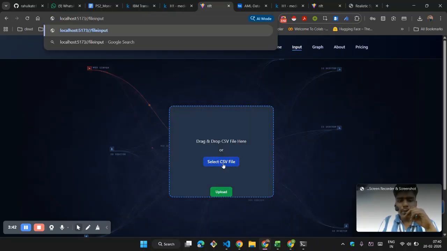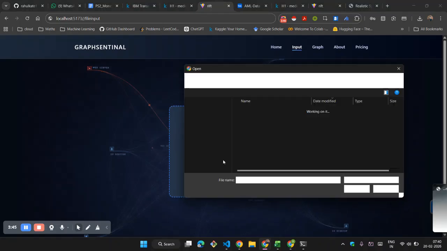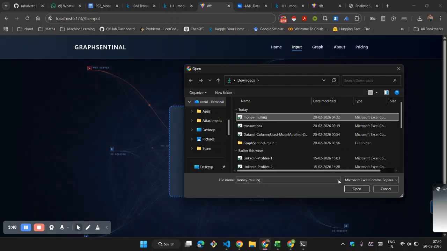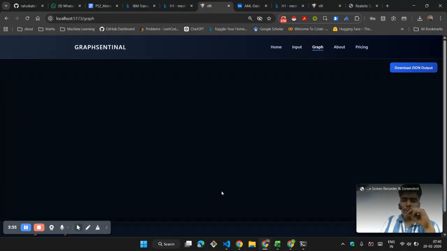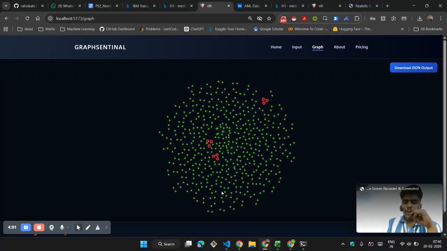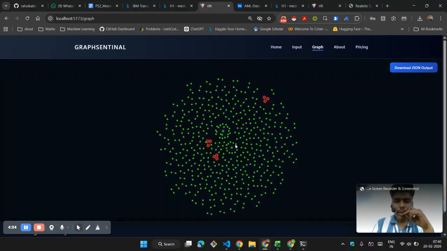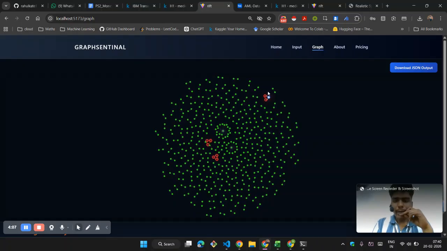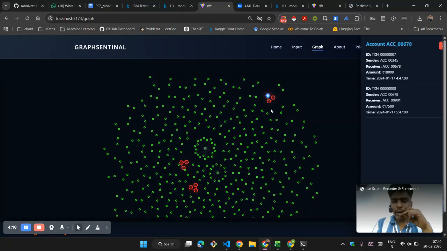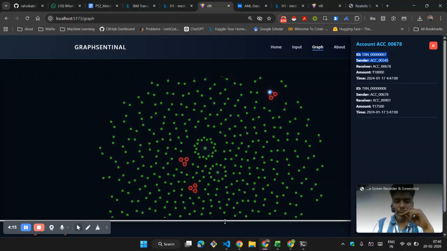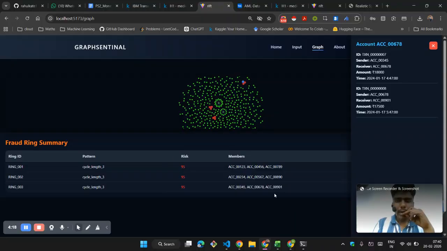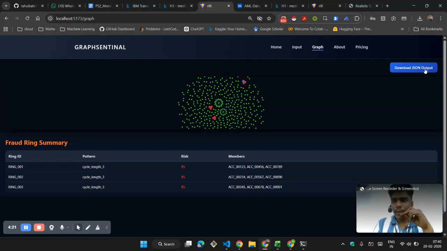Here input is there, and if we select CSV, we have to select a CSV. This is a money muling CSV provided by the team. After uploading, you get the whole data overview. The model is processing, and after processing completes, the data overview appears. These are the suspicious nodes which have been identified, and you get the receiver and transaction ID for the given output. If you go below, here are the big fraud rings, and after clicking on the button, you can download a JSON output.